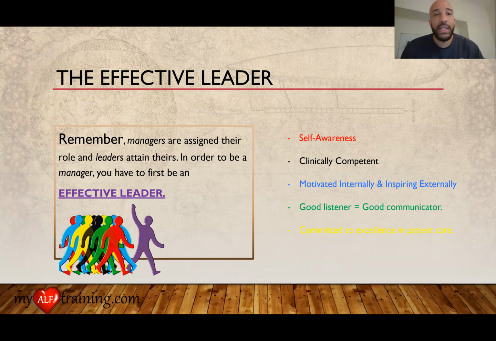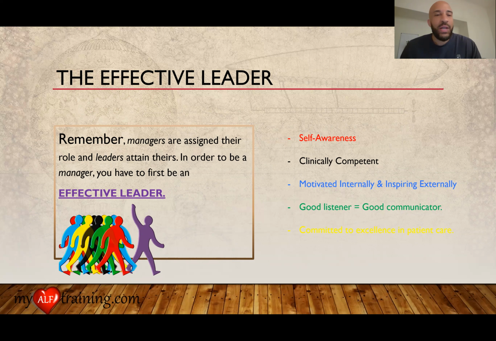So we're getting towards the end of our presentation. One of the last things I really want to impart on you guys is, remember, managers are assigned their role and leaders attain them. In order to be a manager, you have to first be an effective leader.